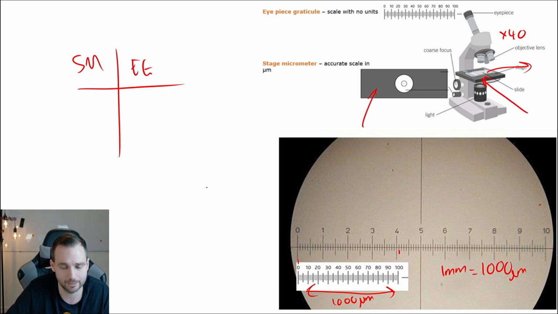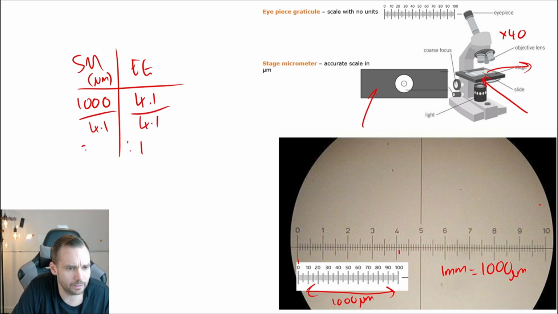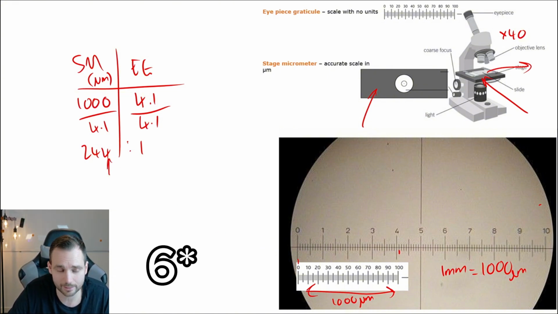So we do the same process again. The eyepiece graticule this time is 4.1. The stage micrometer is still the whole stage micrometer, so it's still 1,000 micrometers. So I can put the micrometers in the heading here. And there are no units for the eyepiece graticule. This time I'm going to divide both sides by 4.1, and that gives me a reading of roughly 244. So I've just rounded it from 243.9 upwards. So now we're out by 1 micrometer, and that is the importance here.